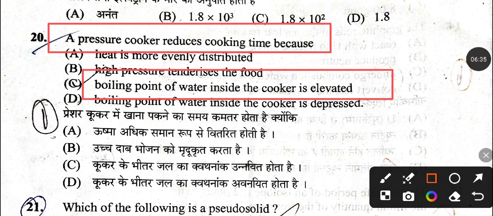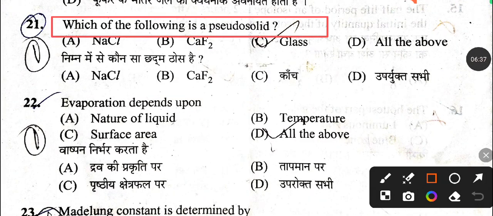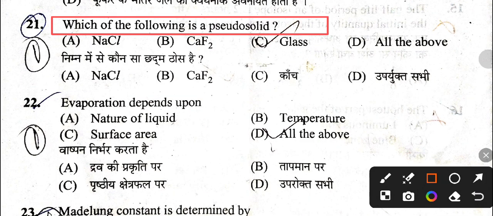जाएगी उनकी. Which of the following is a pseudo solid? Pseudo का मतलब होता है false solid. So इनमें से false solid कौन सा है? It is glass. Option number C is the right answer, as we know that glass is a super cooled liquid.